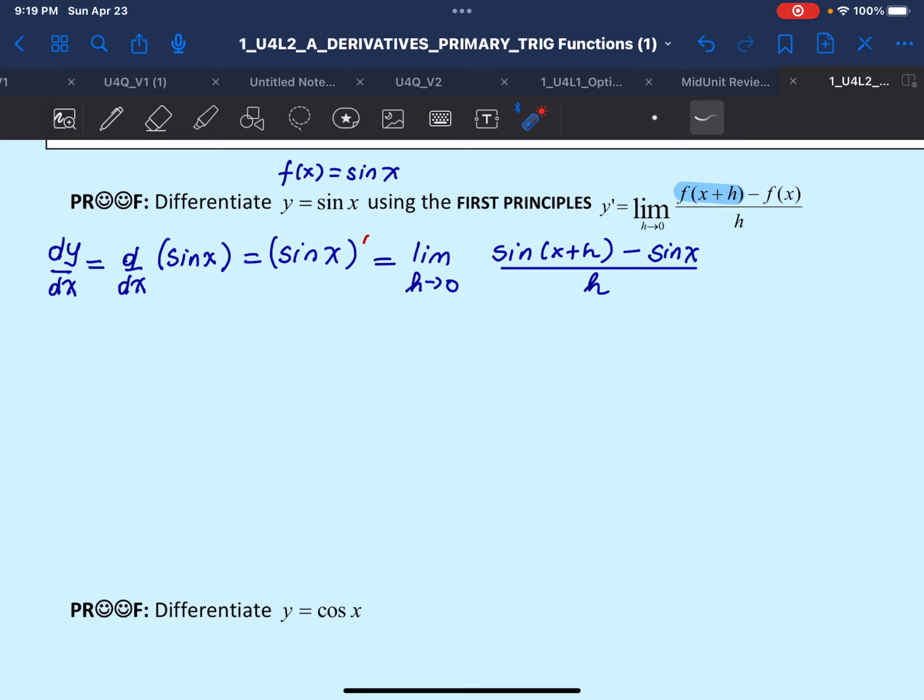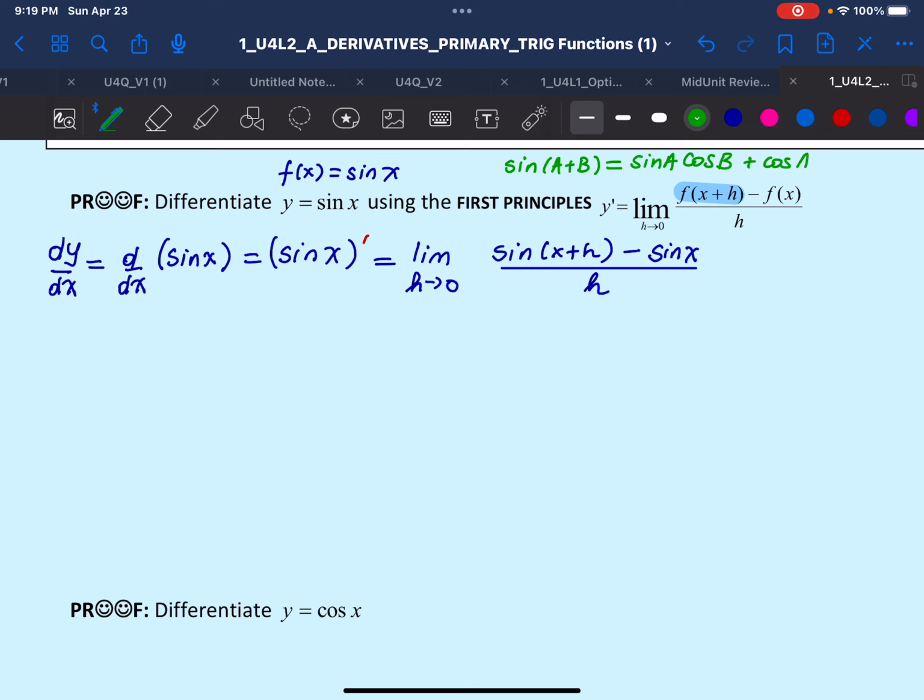As you can see here, we have the difference of two terms, and the sine of x is pretty simple, it cannot be broken down into anything else. But as you notice here, we have the sine of x plus h, and you probably recognize the compound angle formulas. Remember that sine of x plus h will follow the formula sine of a plus b equals sine a cos b plus cos a sine b.